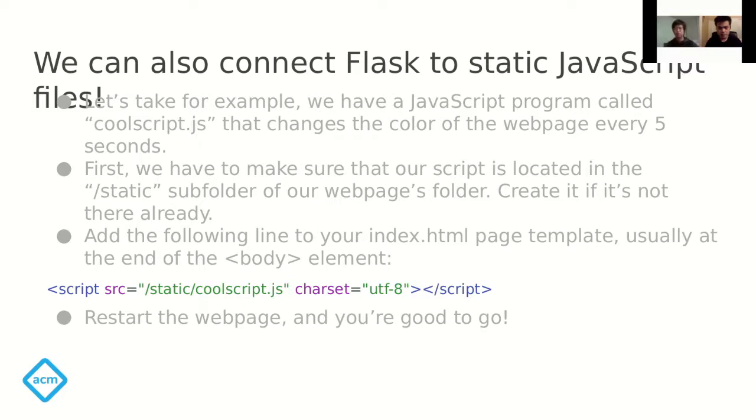Okay, now apart from CSS, we can also import static JavaScript files into Flask. For example, we have a JavaScript program called Cruel Scripts, which changes the web page every 5 seconds. We can have the script be placed in the static folder in our project, which is a subfolder of the website folder called static. And we can add a line, preferably at the end of the body, to do some action. Since at the end of the body we're able to render all the HTML tags already, calling the JavaScript file won't cause an error. But if you place it somewhere in the head or early on in the body, it might cause you an error. Okay, so if you restart the web page, then the JavaScript is applied.